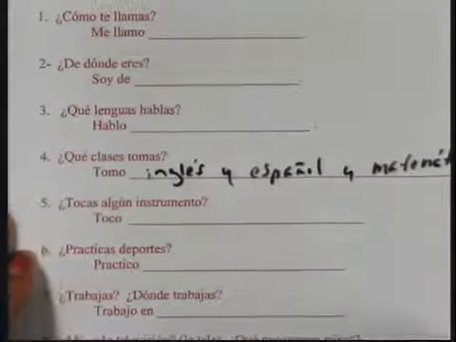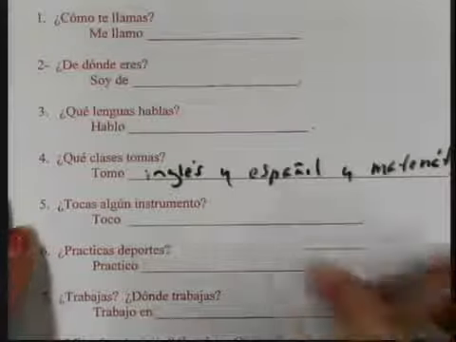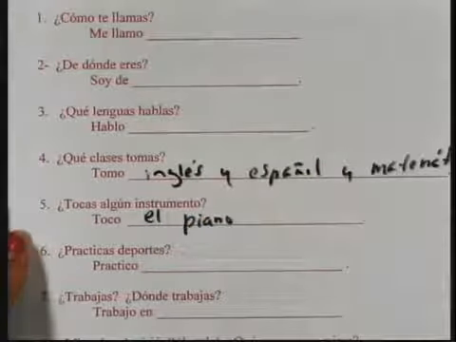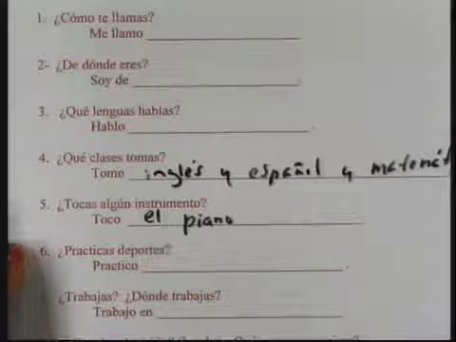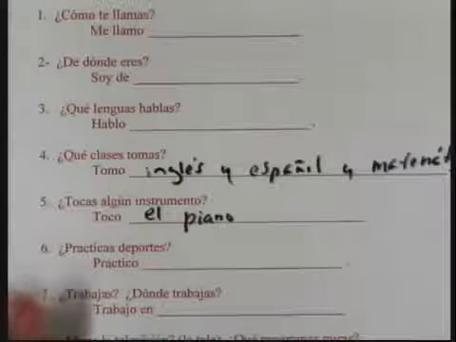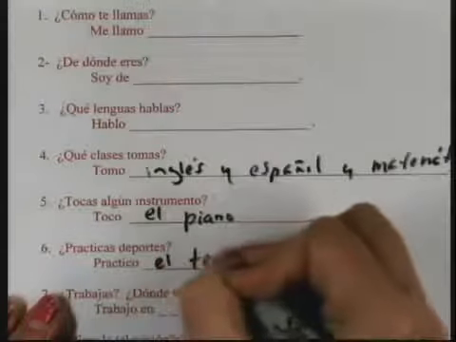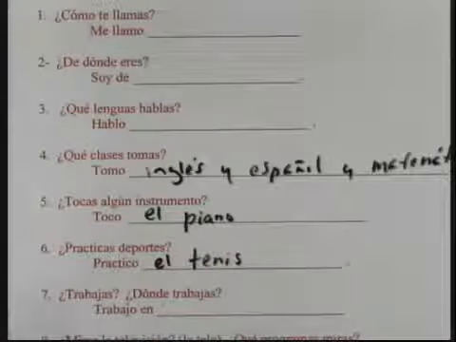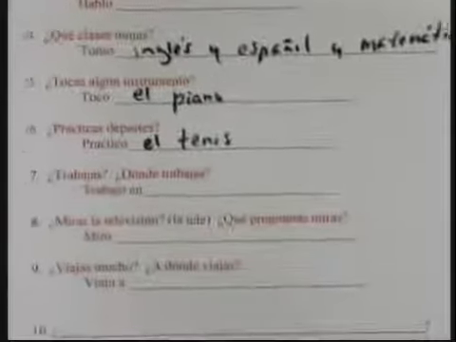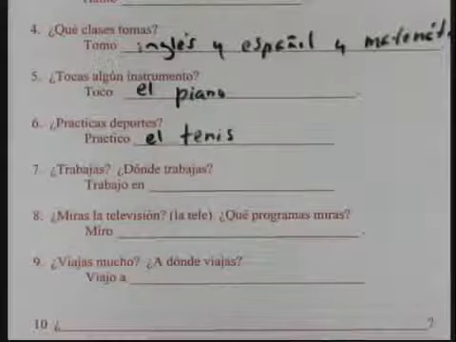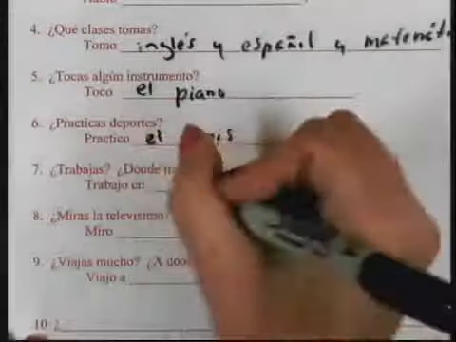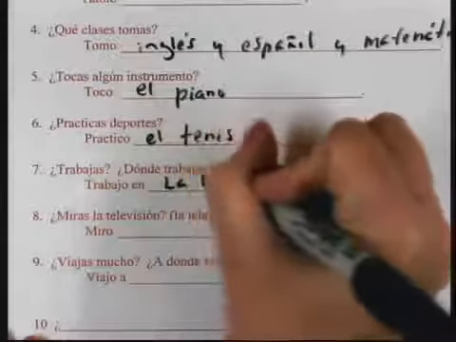¿Tocas algún instrumento? Do you play any instrument? Toco el piano, la guitarra, la flauta, por ejemplo. Número 6. ¿Practicas deportes? Do you play any sports or practice any sports? Sí, practico el tenis, el golf, el baloncesto, el béisbol. Muchas posibilidades. Número 7. ¿Trabajas? ¿Dónde trabajas? Trabajo en, it's not at, it's trabajo en la Walmart.